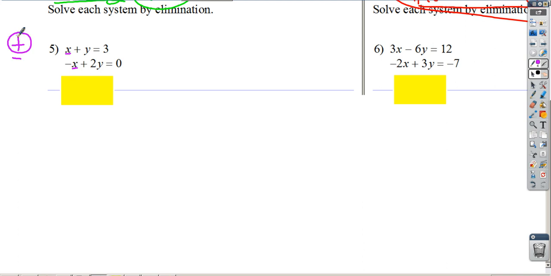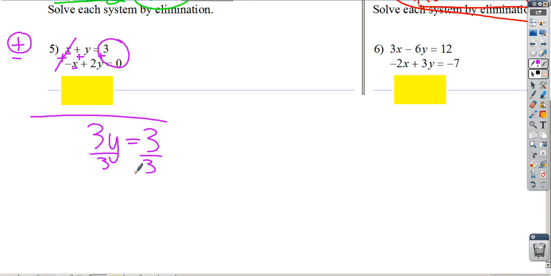And in this case, it would be better to add them, because if I add those two together, I'll eliminate the x's. So x plus negative x eliminates. That's just 0. y plus 2y is 3y. And 3 plus 0 equals 3. So now we can solve for y by dividing by 3. You get y equals 1.